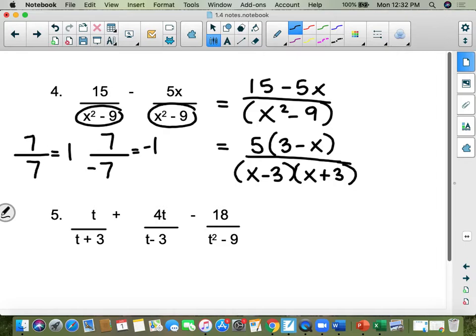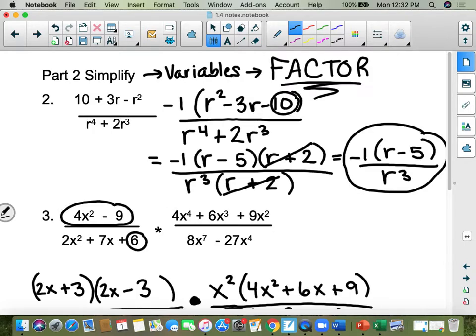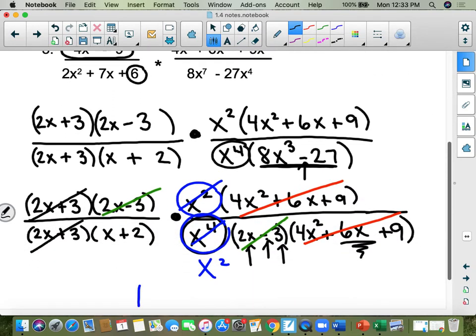So I want to just go back to this page really fast here. Watch this, you guys. When you divide the same thing, 2x plus 3 and 2x plus 3, what happens when you divide them out? Don't they make a 1 here and a 1 here because they're exactly the same?